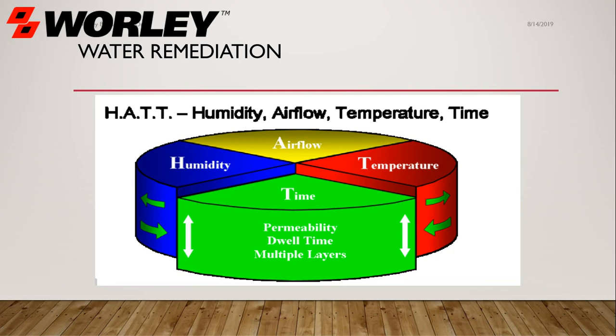This is kind of an important graph here. We call it the HAT: Humidity, airflow, temperature, and time. These four elements affect the dry time. Relative humidity and specific humidity are two different things, but humidity is measured in grains, and humidity is moisture vapor. Moisture vapor always moves from hot to cold.